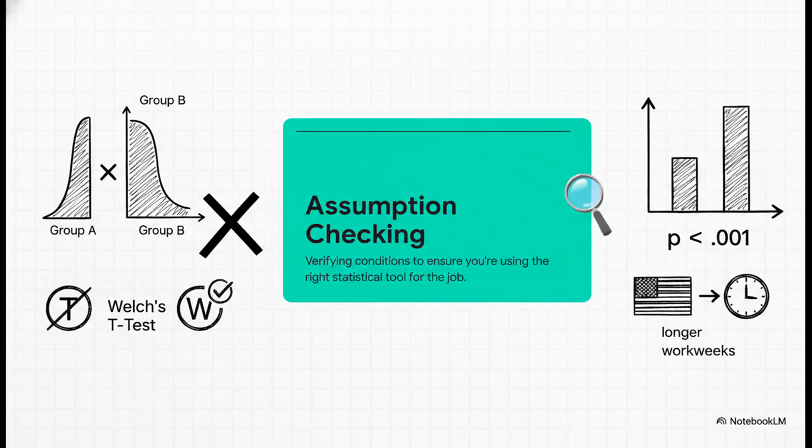The result? A p-value of less than 0.001. The data story is loud and clear. Yup, US workers have significantly longer work weeks.